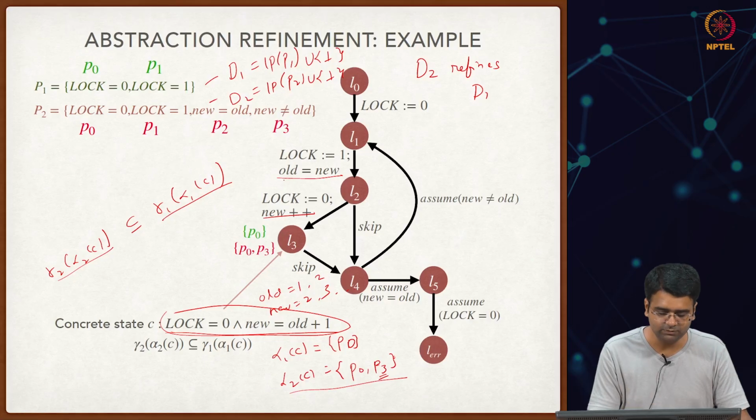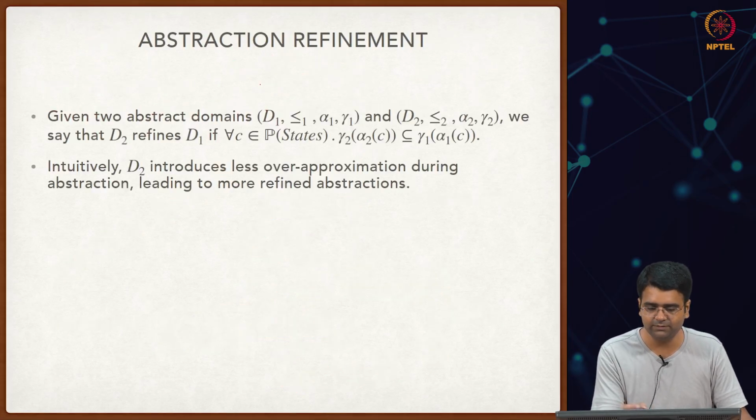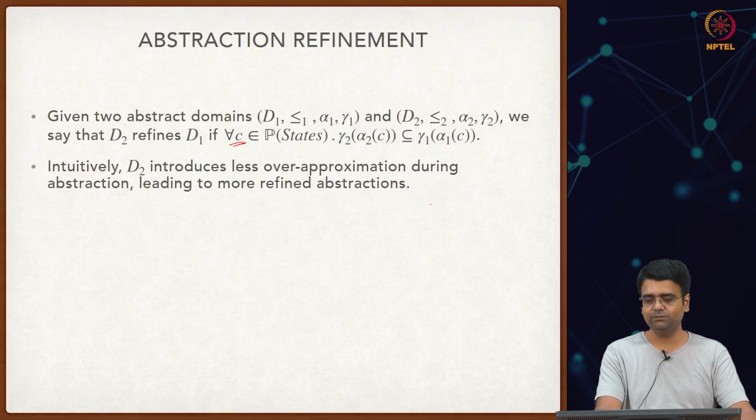So I have this particular concrete state C. This is not true just for C, but it is true for every possible C. The definition of abstraction refinement says that for all C, for every possible set of program states, gamma 2 of alpha 2 of C must be a subset of gamma 1 of alpha 1 of C.